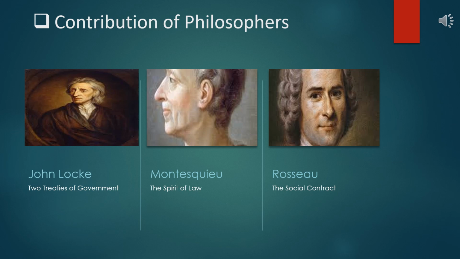The main books published with these ideas were Two Treatises of Government, Spirit of the Laws, and The Social Contract. With the help of these books, people in France, especially the educated ones, started discussing the ideas of liberty and freedom. Because of their books, people gained strength to fight for their rights.